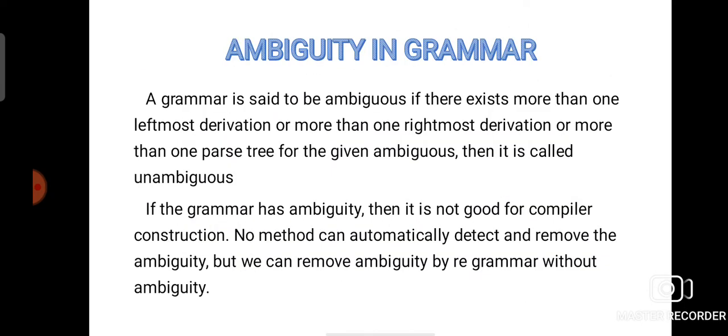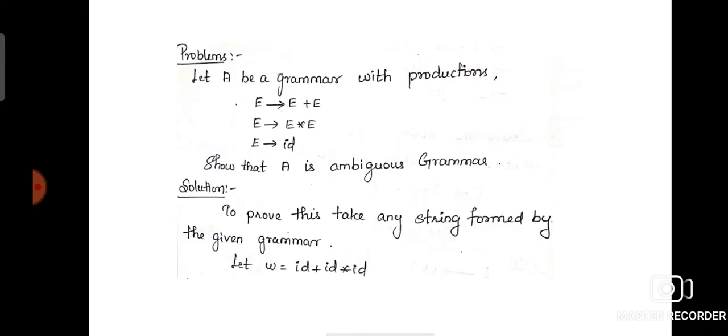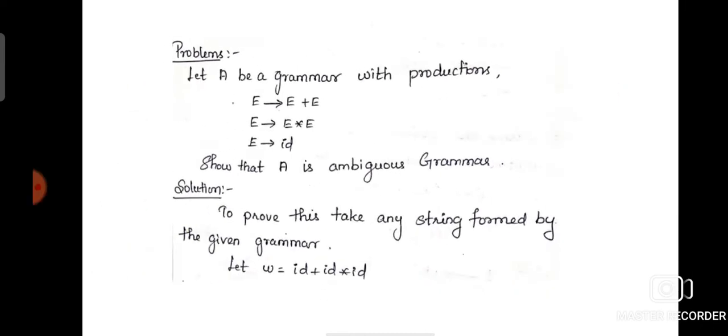The ambiguity in grammar leads to many problems in the compiler construction process. So we have to identify the ambiguity in a grammar and eliminate it by doing some processes. If we identify a particular grammar as ambiguous, we have to rearrange the grammar by introducing new non-terminals so as to make it unambiguous. So let us see the example.